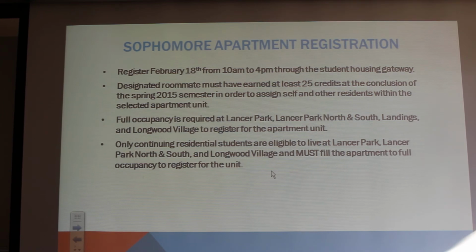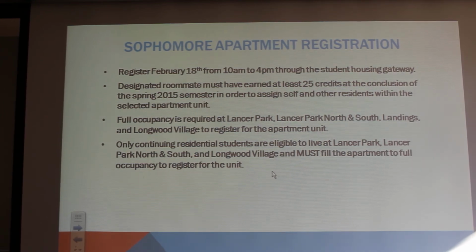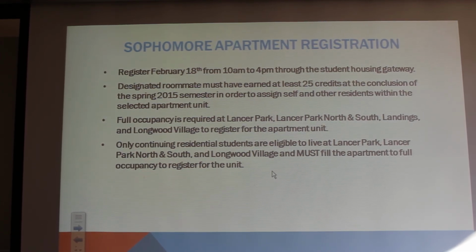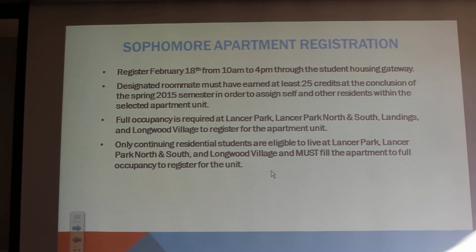Full occupancy is required in Lancer Park North and South, the Landings, and Longwood Village to register for the apartment unit. Only continuing residential students are eligible to live at Lancer Park North and South, and Longwood Village, and must fill the apartment to full occupancy to register for the unit.